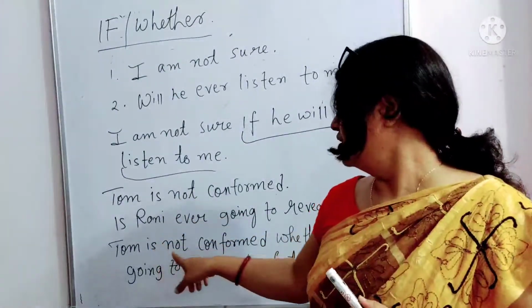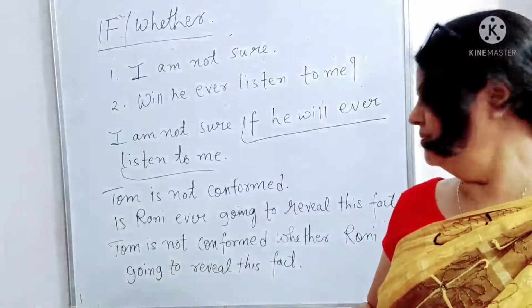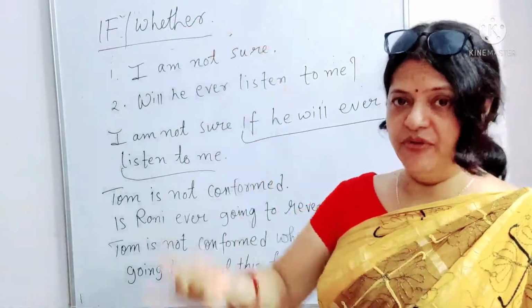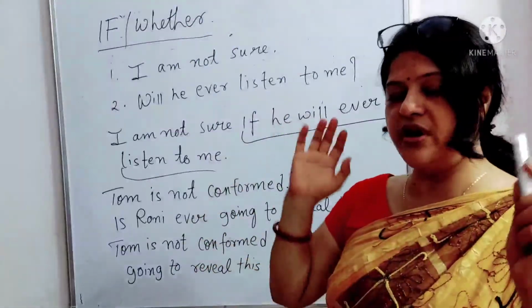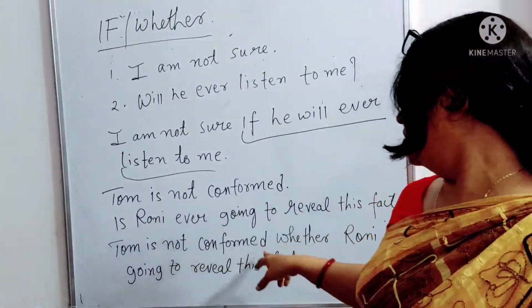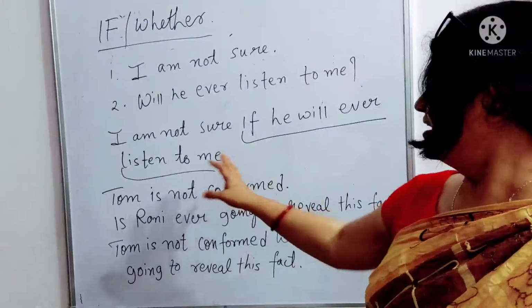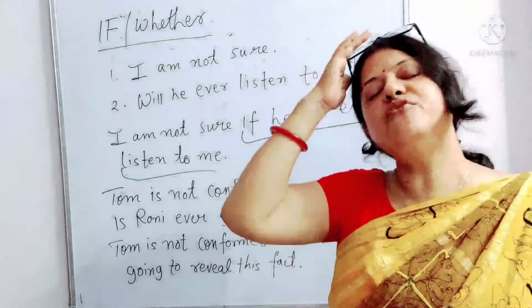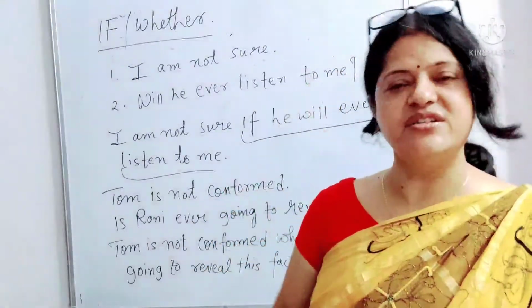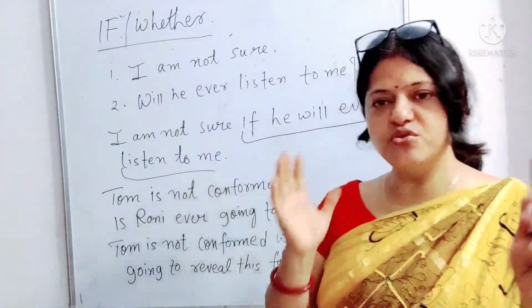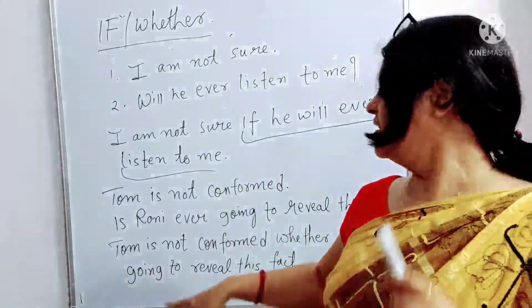So it would become Tom is not confirmed, and then we'll add a conjunction, that is if or whether, whatever you choose to use. Then we write the second sentence, but instead of making it interrogative we'll make it an assertive sentence. So this is the rule of the sentence. I hope you have understood it well. So let's do it again.